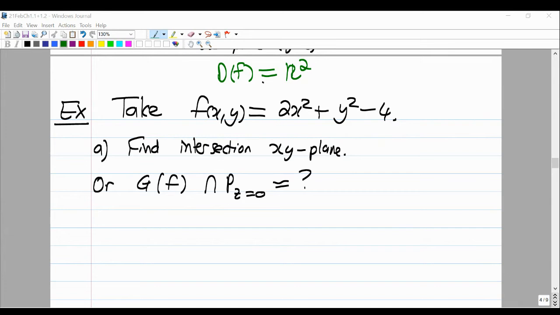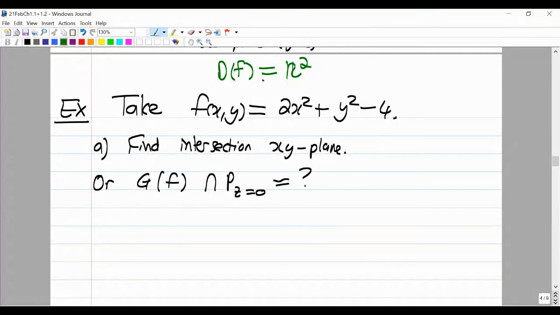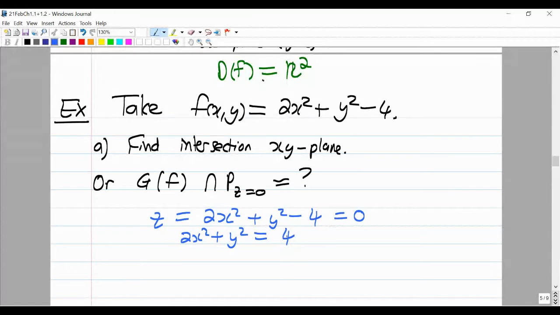So the first calculation is we want to find the intersection with the xy plane. So the graph of f, which is a bunch of 3D points, intersect with the plane z equal to 0. And we want to work this out. So if we sketch the surface, where does it cut the xy plane? We have z equals 2x squared plus y squared minus 4. If z is 0, rearranging it, it becomes 2x squared plus y squared equal to 4. I'm going to divide by 4.